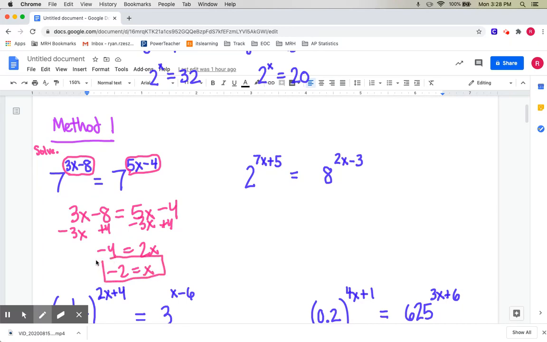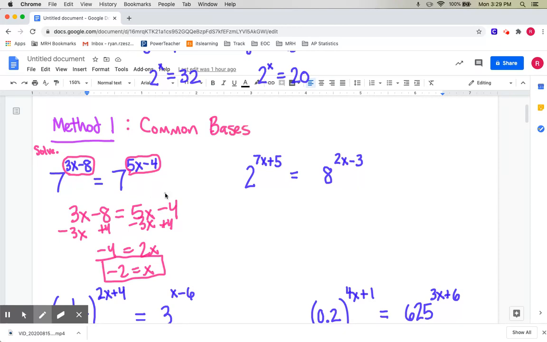And that is the correct answer to this problem here. If you plug in a negative 2, you're going to get 7 to the, that'd be negative 14, equals 7 to the negative 14. So it is the same on both sides when you use this x. So this method right here is going to be called the common bases method. If your bases are the same, you just need to equal your exponents and you're done.